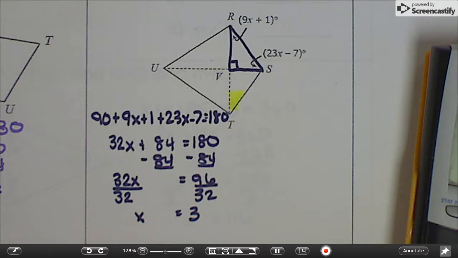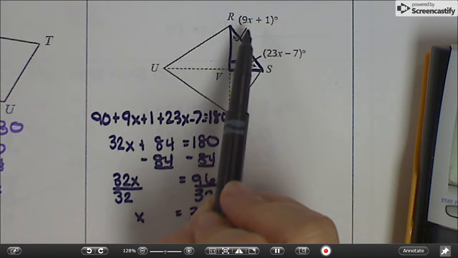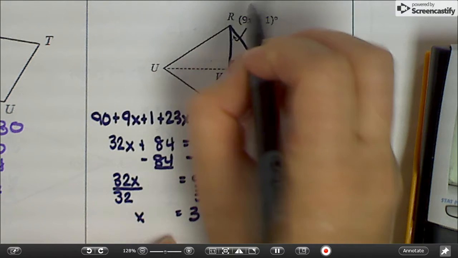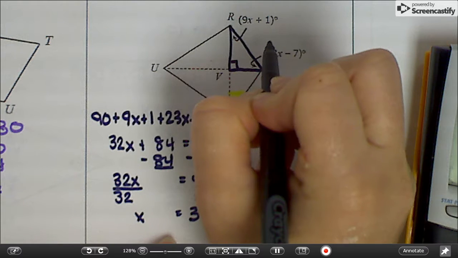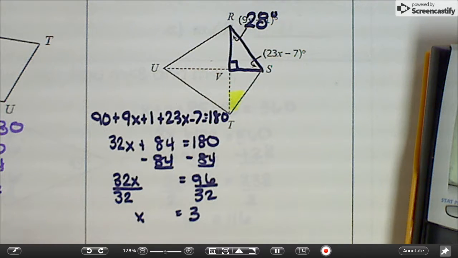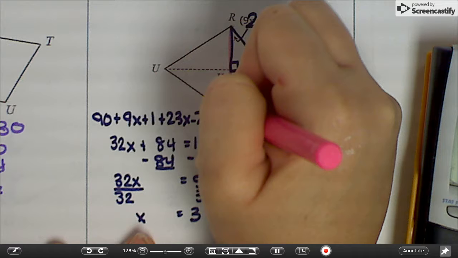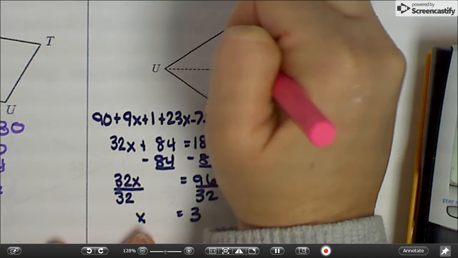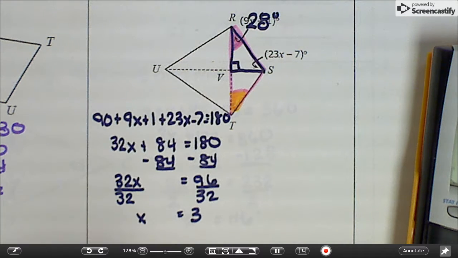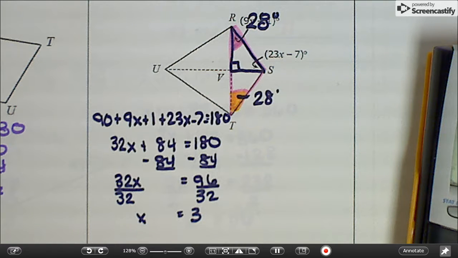Okay, so x equals 3, and we can plug that in. It would make the most sense to plug it in here because we're going to need that kind of idea. So we could plug it in here, which means that this would be 9 times 3, which is 27, so that angle would be 28 degrees. If that's 28 degrees, keep in mind that here we have this isosceles triangle. And in an isosceles triangle, base angles are congruent, which means that this angle also is 28 degrees. And that would be the answer.